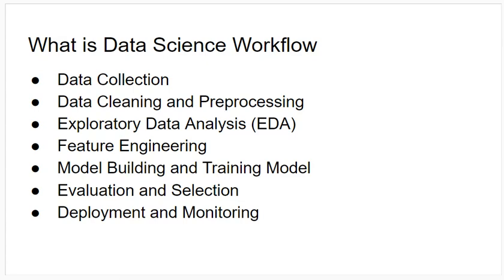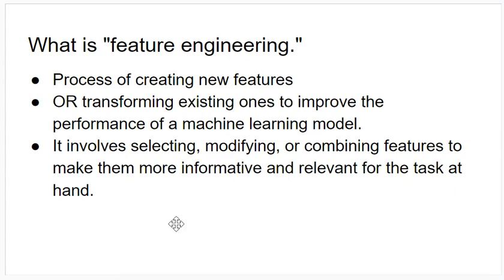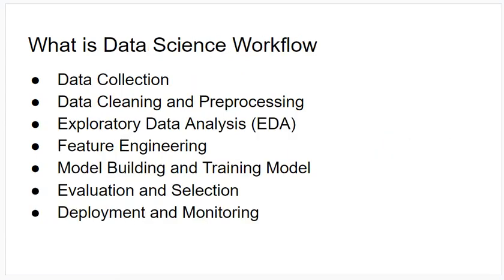So these are the data science workflow stages: data collection, data cleaning and pre-processing, exploratory data analysis, feature engineering, model building and training, evaluation and selection, and deployment and monitoring. I hope you understand the main concept of the data science workflow stages. So what is feature engineering? As we have seen in the previous slide, it is one of the data science workflow stages.